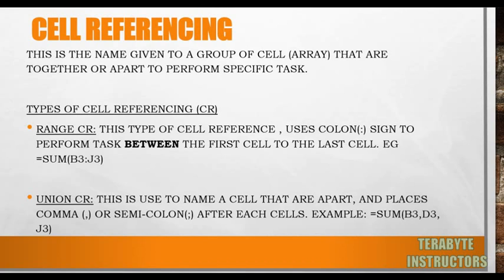Now the next thing is the union cell reference, which makes use of a comma. That means you are not adding the whole range, but you are adding selected cells or selected data that you have. That's why we use a comma, like B3, D3, J3, meaning you are adding three cells.